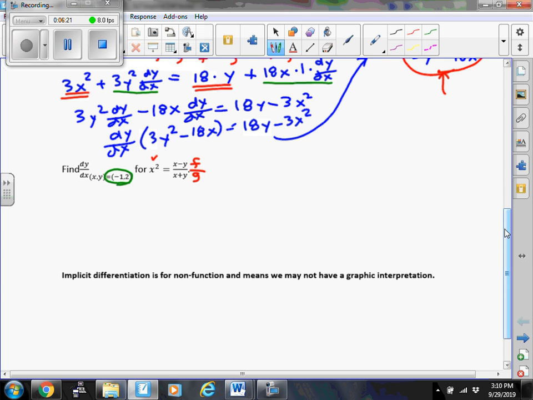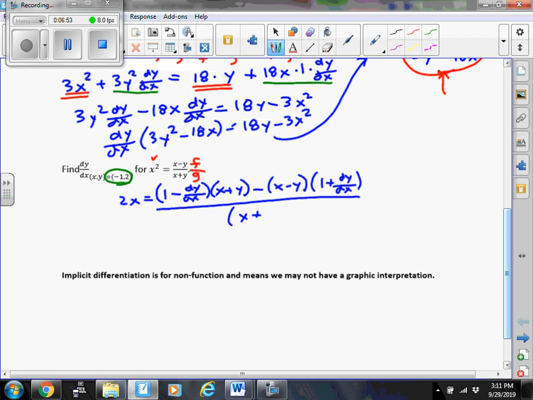So let's roll through this. Derivative of the left side is 2x equals. Now I'm going to do the quotient rule. Derivative of the top, 1 minus, show your respect, times the bottom, minus the top, times the derivative of the bottom. Derivative of the bottom is 1 plus show your respect, all over the bottom squared.